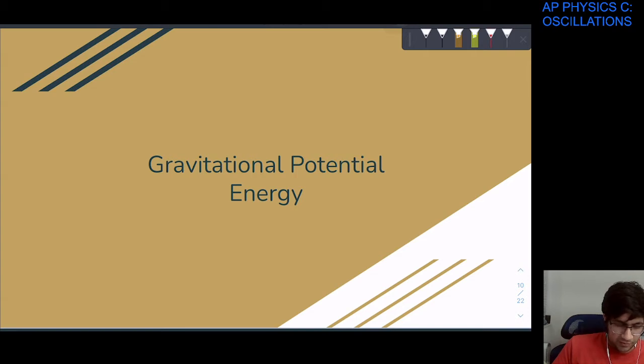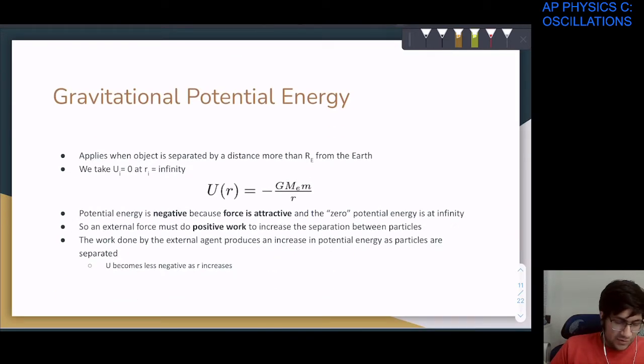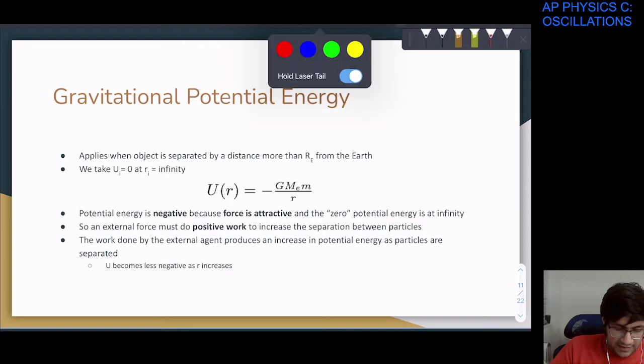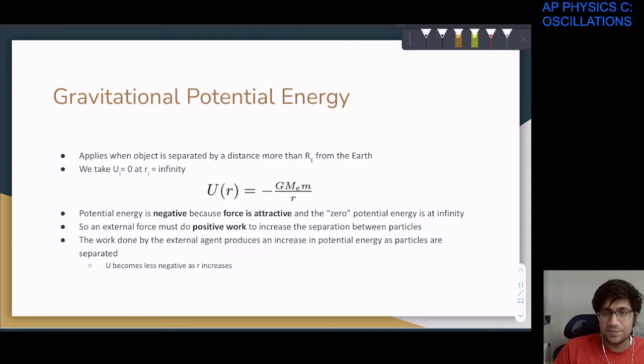So now we'll take a step back from force, and look at gravitational potential energy. This applies when an object is separated by a distance more than r sub e from the Earth. Sometimes I said that we can just say an object is on top of the surface, so we can approximate the gravitational field to be uniform. But sometimes we're really far from the Earth, and in that case we shouldn't make that approximation. We should actually solve for the potential.